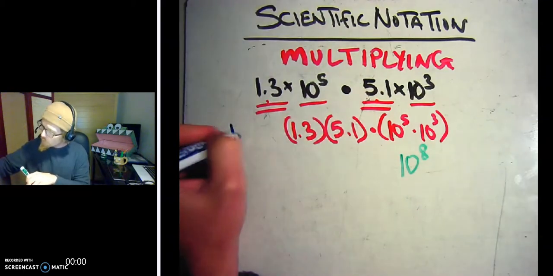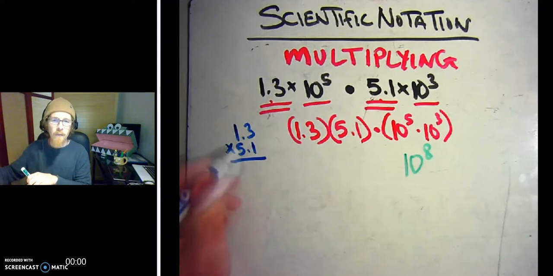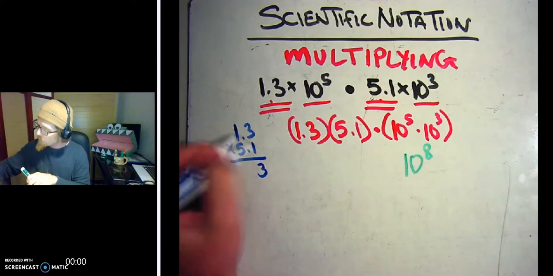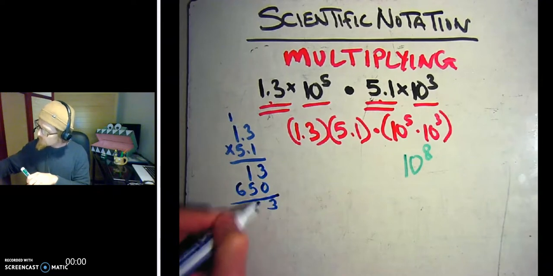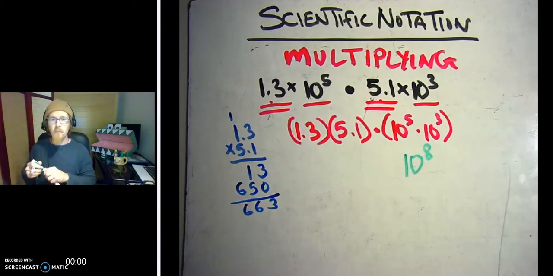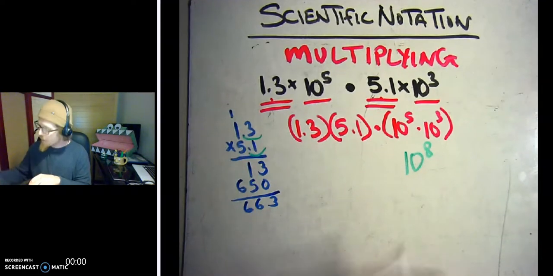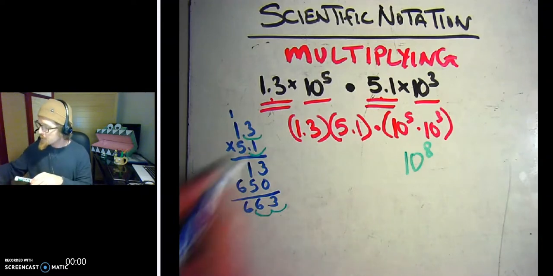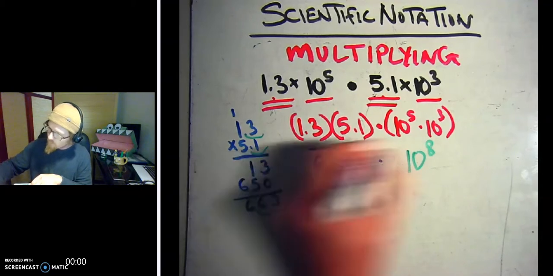And now 1.3 times 5.1, well, let's just show you that work. If I want to multiply 1.3 times 5.1, I almost pretend that I don't have decimals, and I line them up, and I multiply 1 times 3, 1 times 1, I bring down the 0, 5 times 3 is 15, carry the 1, 5 plus 1 is 6, 3, 6, 6. And then I go back to my original problem, and I say, oh, I had 2 decimal places to account for, so I move my decimal 2 places. I end up with 6.63 times 10 to the eighth.